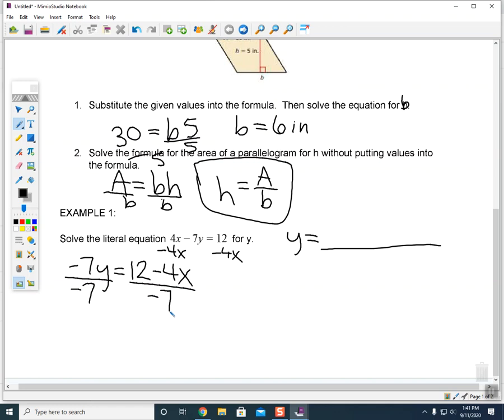Okay, so then I'm just left with y equals 12 minus 4x divided by negative 7. Now am I done? No. I am done. This is my answer.